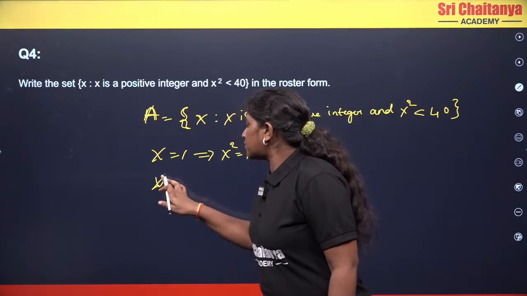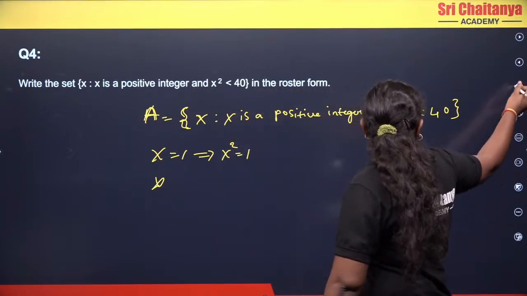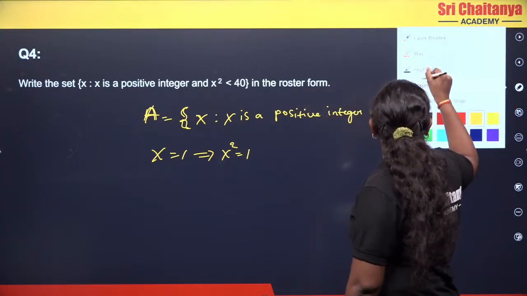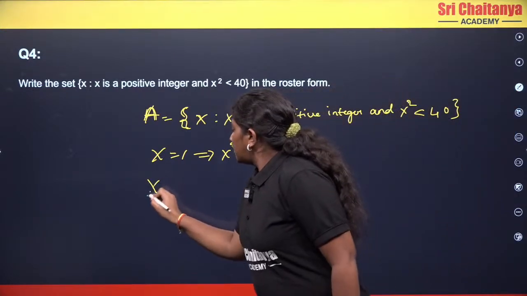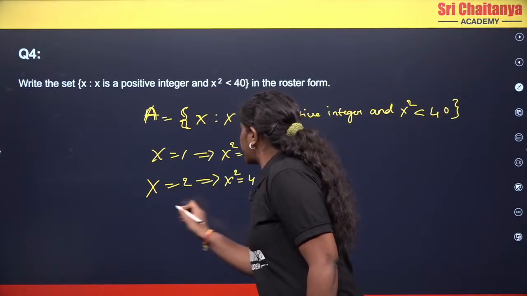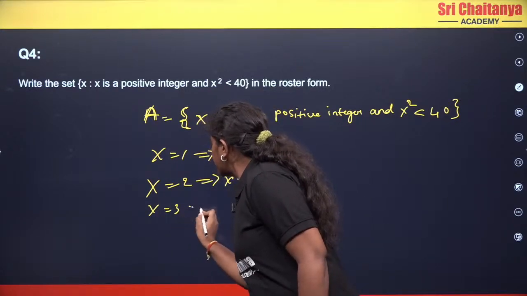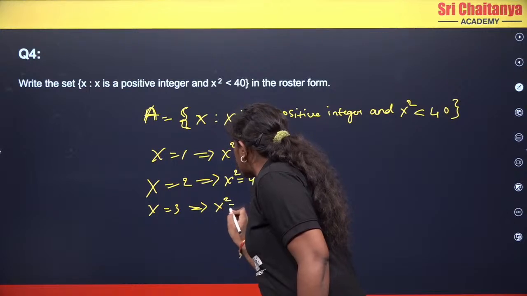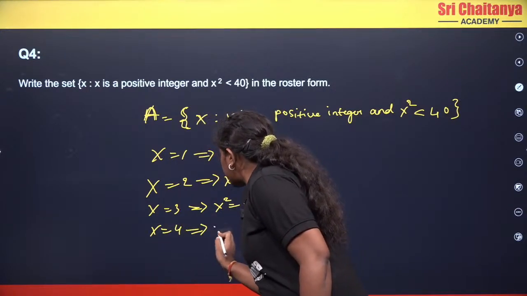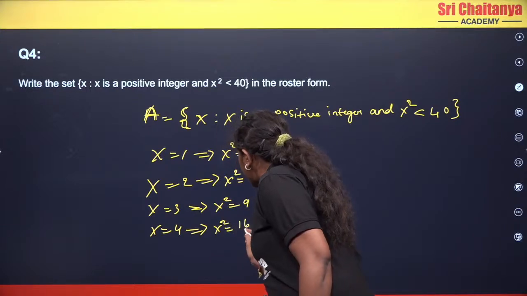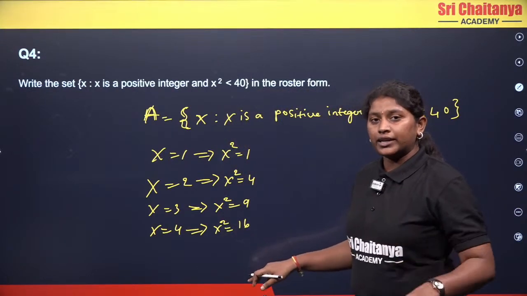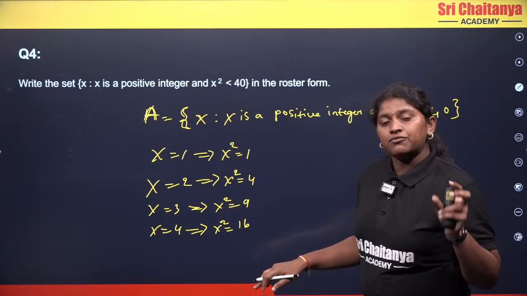And if you take x equals to 2, it means x square will be equals to 4. And x equals to 3, it means x square will be equals to 9. And x equals to 4, so you will get x square equals to 16. Like this, how many values we have to take? We have to take till we are getting x square less than 40.